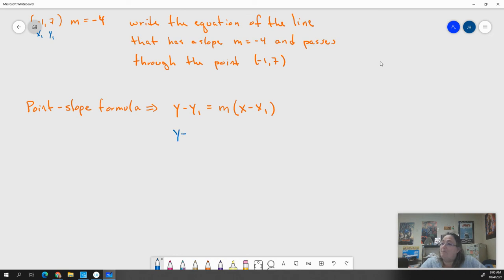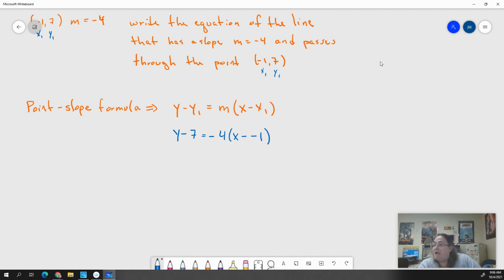I have y minus, what's my point? 7, right? This is my x1. This is my y1. I have it labeled up there, but it's probably easier to see right here. So I have y minus 7 equals m. What is our m? It's -4 times the quantity x minus our x1. Well, our x1 is -1. I always write in both the negatives because it reminds me to add, right?